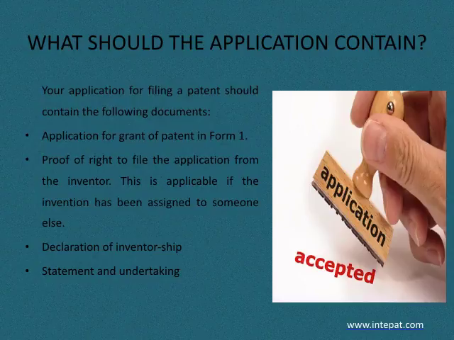The third document is the declaration of inventorship. Now, in case the patent application is being filed by the true and first inventor of the invention, he has to submit a declaration which states that he is the true and first inventor of that invention. Also, he has to submit a statement and undertaking. Now, a statement and undertaking means that in case the inventor further in future files for a patent application, say in America or Europe for that matter, he has to update this to the patent office and keep them informed about the patent application that has been filed in other countries with respect to that particular invention.